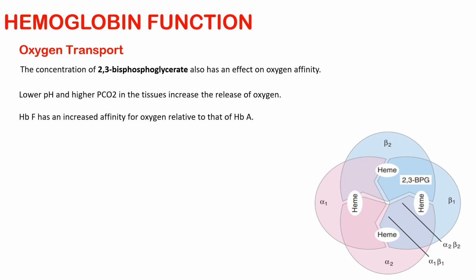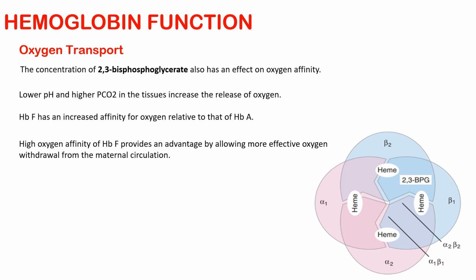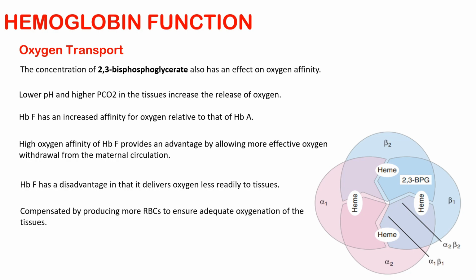Hemoglobin F has an increased affinity for oxygen relative to that of hemoglobin A. High oxygen affinity of hemoglobin F provides an advantage by allowing more effective oxygen withdrawal from the maternal circulation. Hemoglobin F has a disadvantage in that it delivers oxygen less readily to tissues. This is compensated by producing more RBCs to ensure adequate oxygenation of the tissues.